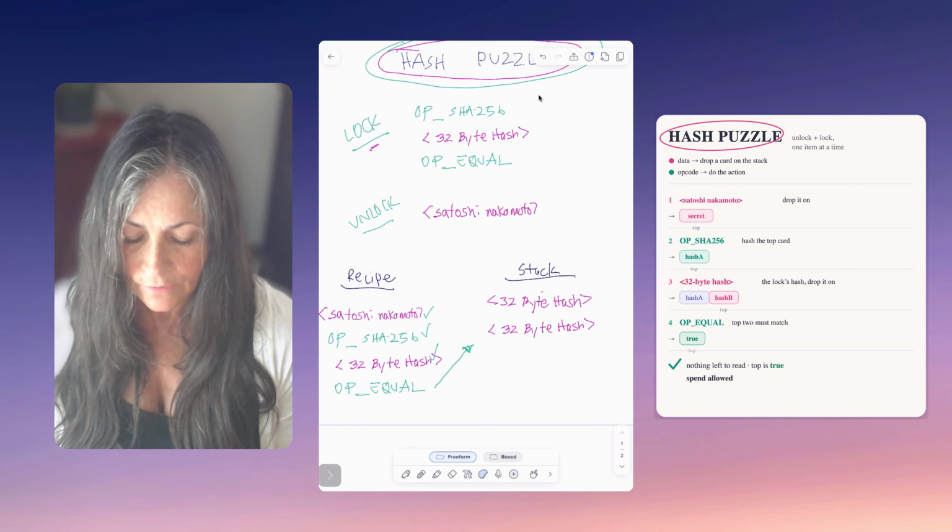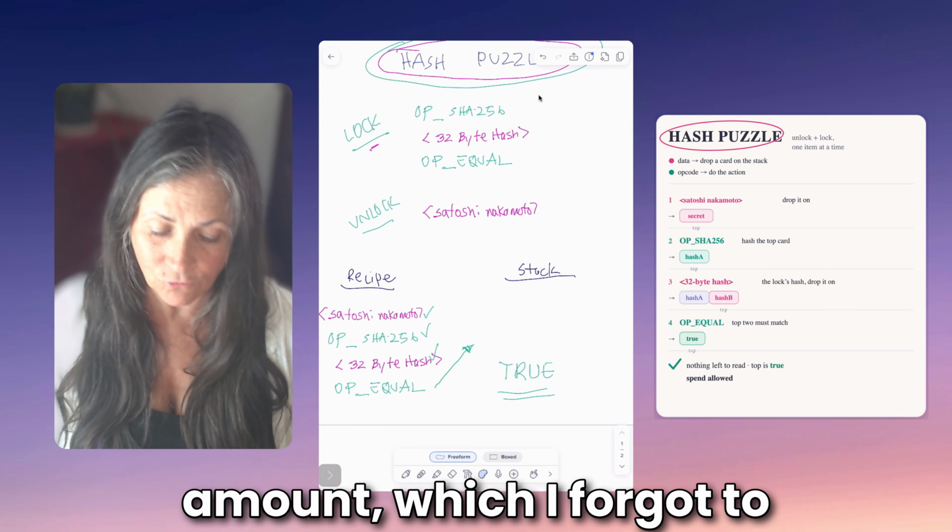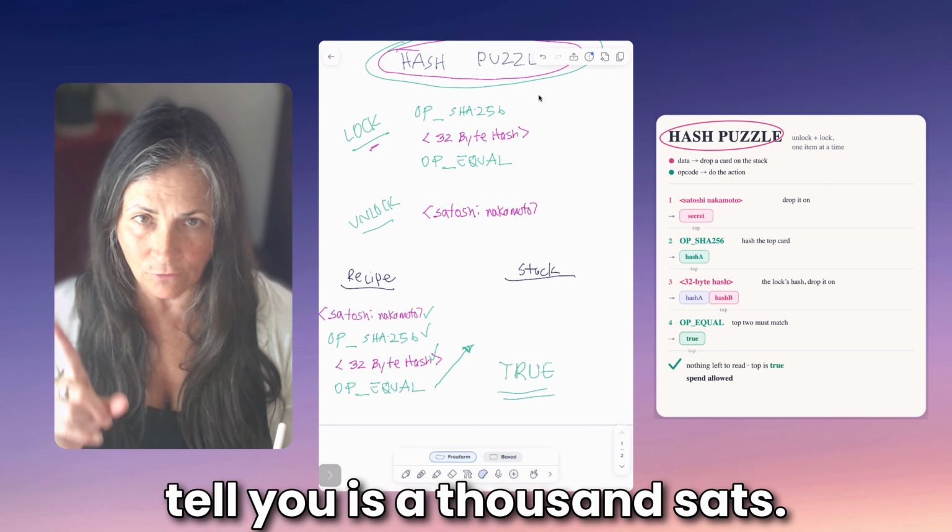Satoshi Nakamoto is the pseudonym of the creator of Bitcoin. If anything had been invalid, then the miners would have tossed it out, and we would not have had an empty stack equals true. So we have a valid transaction, which means that whoever wrote that transaction to claim the hash puzzle amount, which I forgot to tell you is 1,000 sats.